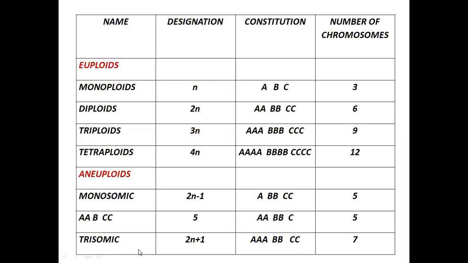In the trisomic, it is 2n plus 1, and this is 2n minus 1. Here, one pair of homologous chromosomes is associated with the monosomic, and so the total number of chromosomes is 5 and not 6. Now, in the trisomic there is an addition or gain of a chromosome, therefore one extra chromosome can be found here. So the diploid set is 6, so it is 6 plus 1, which comes to 7.